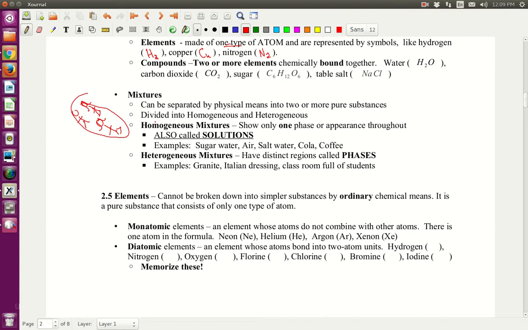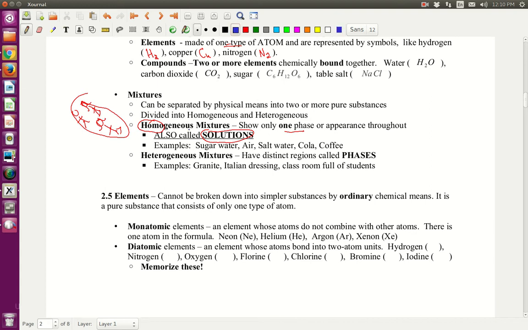There's homogeneous mixture. Homo means the same, so it looks the same all the way through. It has one phase and appearance all the way through. Like Coca-Cola usually looks the same all the way through, maybe except for the bubbles. If you see bubbles in there, that would be a little bit heterogeneous because you have gas in there. Our classroom is going to be heterogeneous because we're going to have girls and guys, and it's probably not going to be perfectly mixed up. Homogeneous examples are sugar water, air, salt water, cola, coffee. Those could be homogeneous. Homogeneous mixtures are also solutions. In fact, a homogeneous mixture is the definition of a solution.